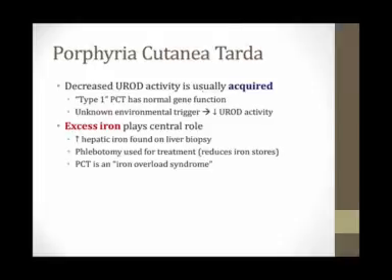A few more details on the pathophysiology of porphyria cutanea tarda. Decreased URAD activity is usually acquired. The type 1 version of this disorder has normal gene function. An unknown environmental trigger leads to decreased URAD activity. Another thing to be aware of is that excess iron plays a central role in this disorder. If you do a liver biopsy on patients with this disorder, you often find increased hepatic iron. And in fact, phlebotomy is sometimes used for treatment because it reduces iron stores. PCT is considered an example of an iron overload syndrome similar to hemochromatosis.